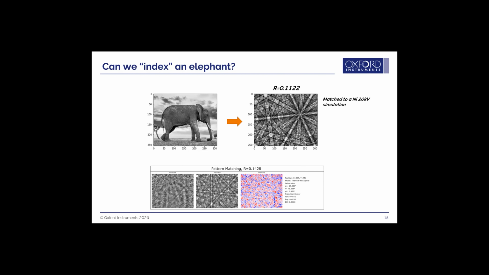Here's an example of an actual pattern. This is one I think I used earlier in the presentation, but we've come up with a solution here. And the correlation factor is about 0.14, which straightens your teeth a little bit and you go, that's not good enough. In fact, it's almost as good as just putting an elephant in the image there.